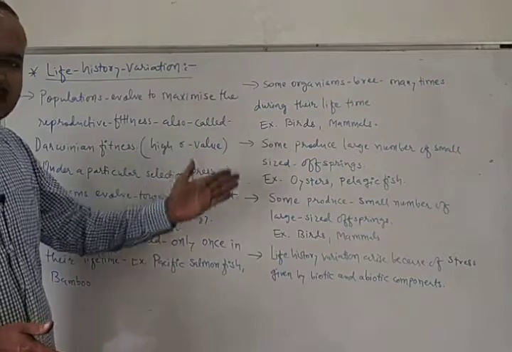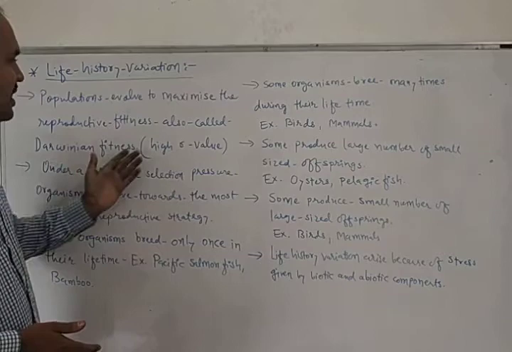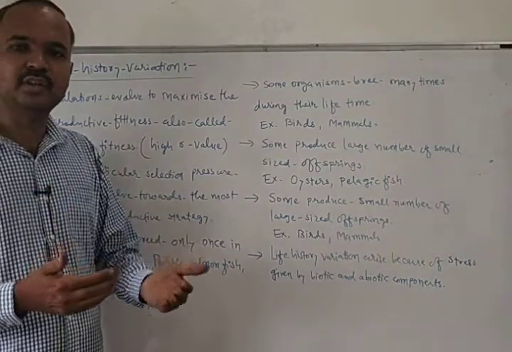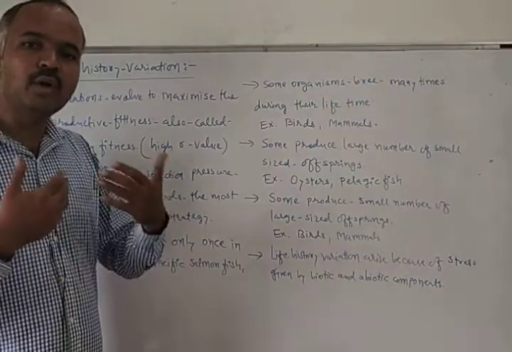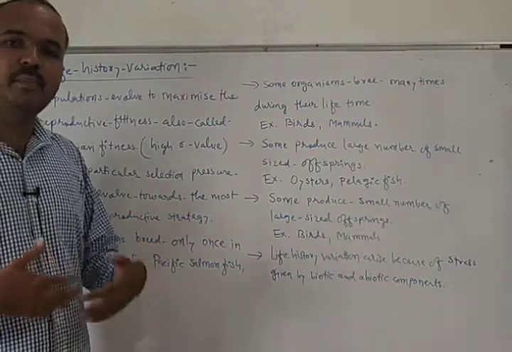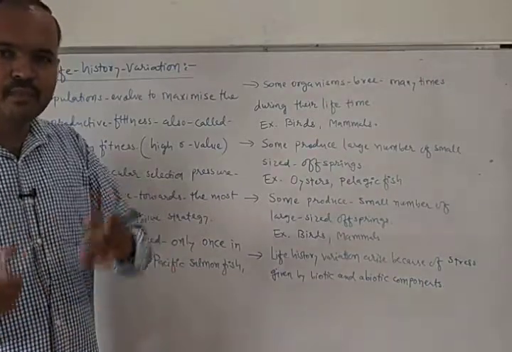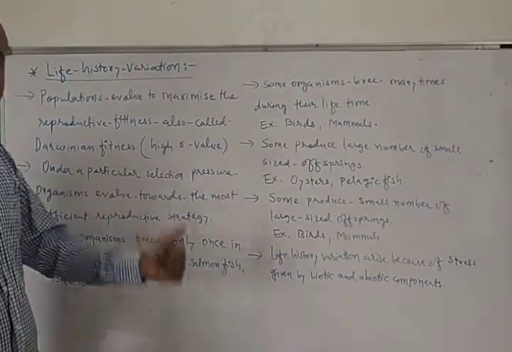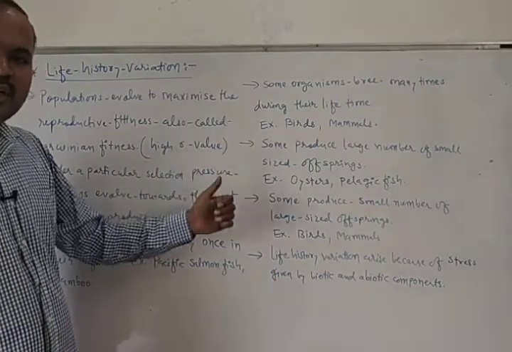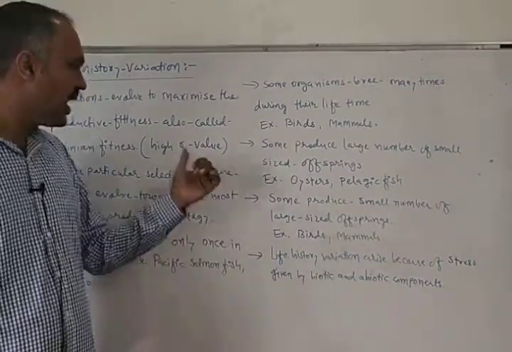Populations evolve to maximize their reproductive fitness, which is also known as Darwinian fitness. All populations generally evolve, and they evolve for what? They evolve to maximize their reproductive fitness. And this fitness is also known as Darwinian fitness. The meaning of high reproductive fitness is a high R value.